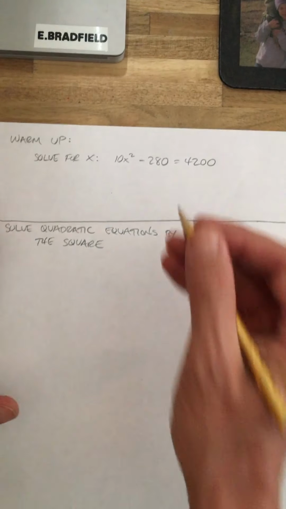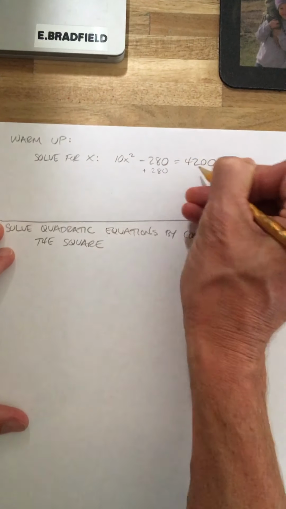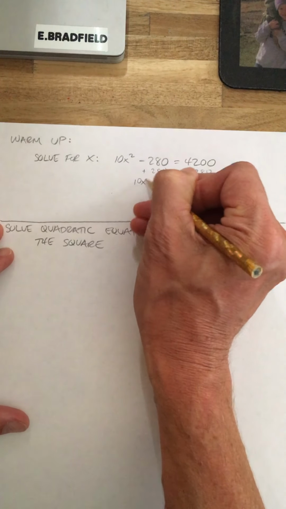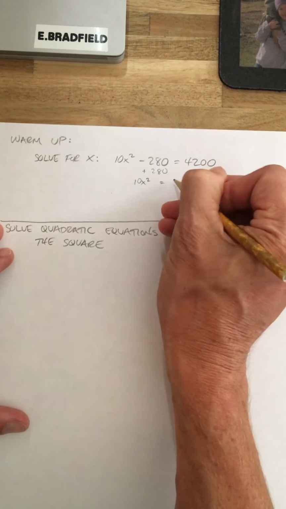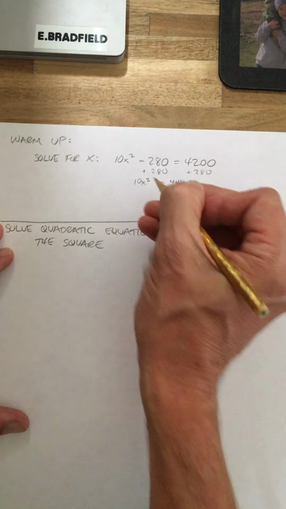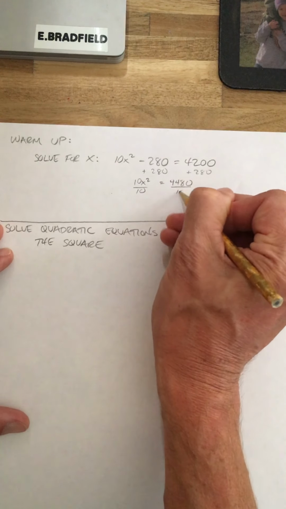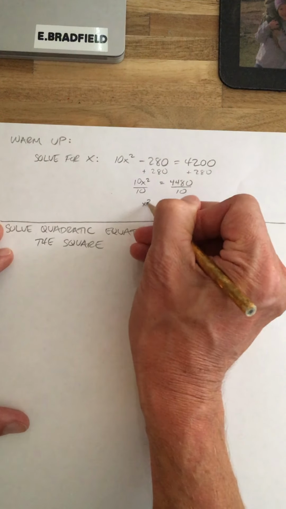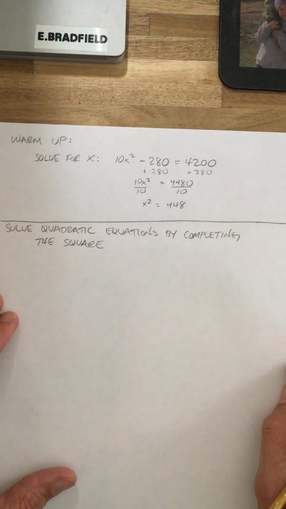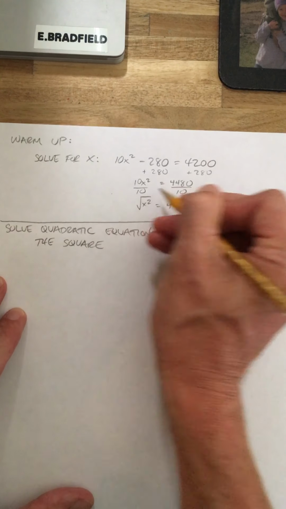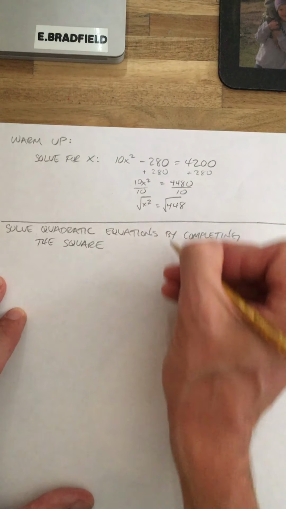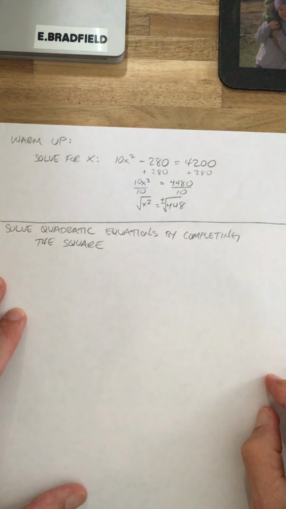Okay, here we go. I'm going to add 280, and I get 10x squared equals 4,480. Then I divide everything by 10, and I get x squared equals 448. Then I take the square root on both sides. Don't forget, every time you take the square root on both sides, you need to put a plus or minus right here because we're going to have two answers.